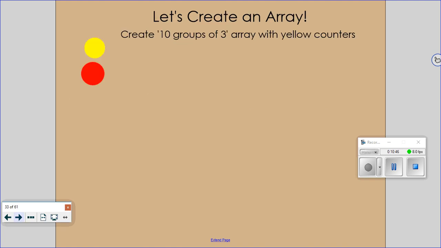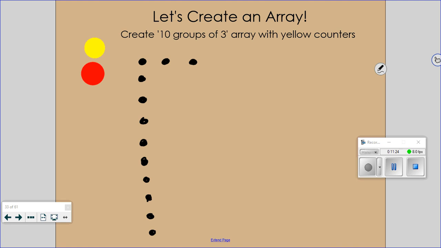All right. Actually, why don't we do this in our notebook? We'll do this one in our notebook. I want you to create a 10 groups of 3 array in your notebook. Right underneath. So I said with yellow counters, we'll just do it with dots. A 10 by 3. Okay. So I'm going to have 3 columns, and then 1, 2, 3, 4, 5, 6, 7, 8, 9.